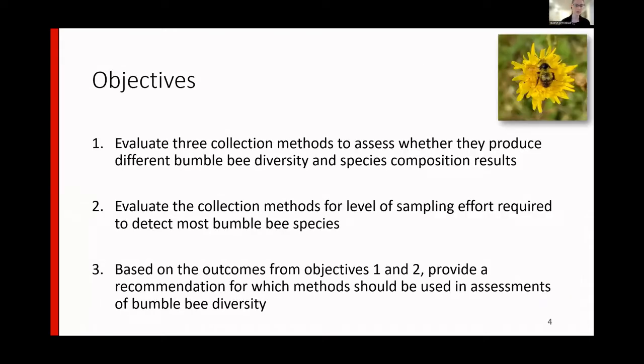So the objectives are to evaluate 3 collection methods to assess whether they produce different bumblebee diversity and species composition results, to evaluate the collection methods for the level of sampling effort required, and then, based on the outcomes from the first 2 objectives, to provide a recommendation for which methods should be used in assessments of bumblebee diversity.